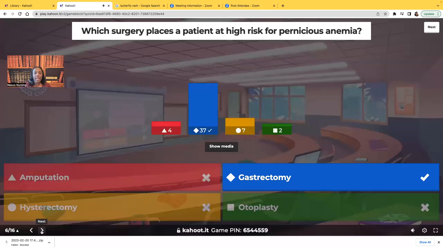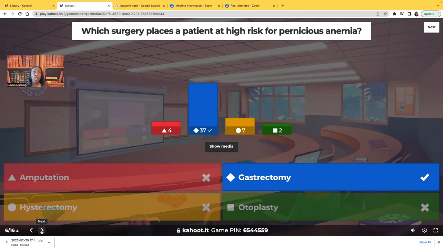Very good. It's gastrectomy. So let's talk about this. The two most important things you need in order to absorb vitamin B12, remember that vitamin B12 that I just told you is very important for nerve function. Well, in order for it to be absorbed, you have to have intrinsic factor and gastric acid. So if a patient has had a gastrectomy, they've had part of their stomach removed. Guess what they've also had removed? Intrinsic factor, because you find it in the stomach. So with decreased intrinsic factor and gastric acid, the patient may not be able to absorb vitamin B12.